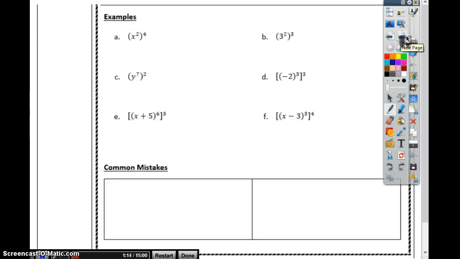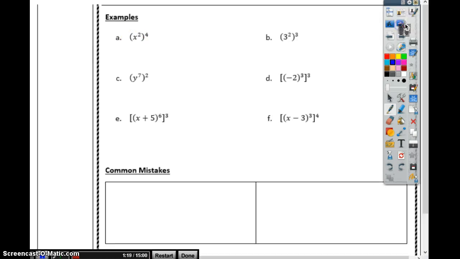Some examples. When you have x squared to the fourth power, all you need to do is multiply your powers. 2 times 4 is 8, so we have x to the 8th power. Here, our base is 3, so we have 3 to the 2 times 3, 6th power. For letter C, our base is y. We're going to multiply our powers. 7 times 2 is 14.